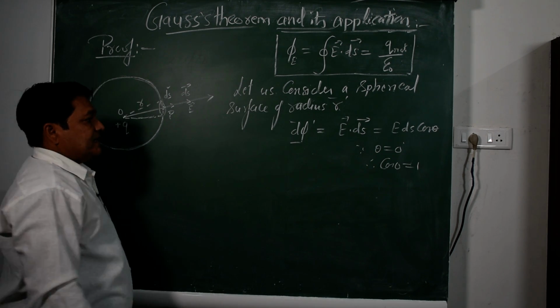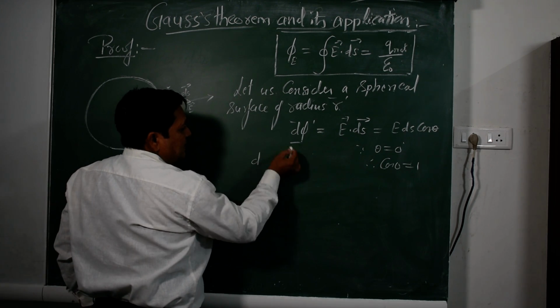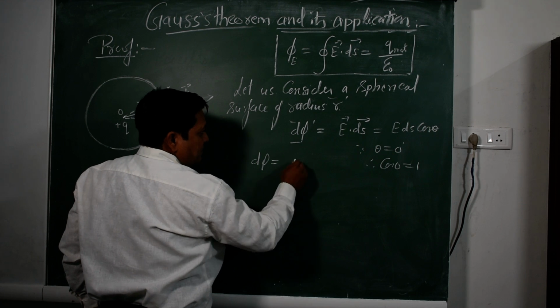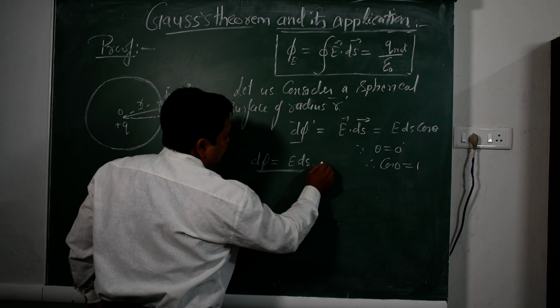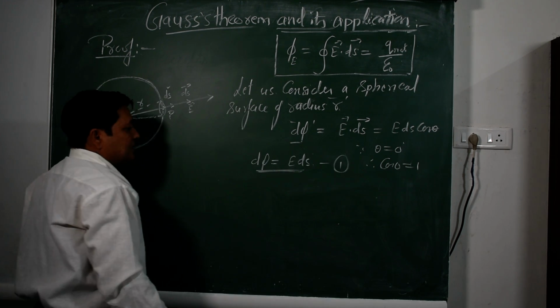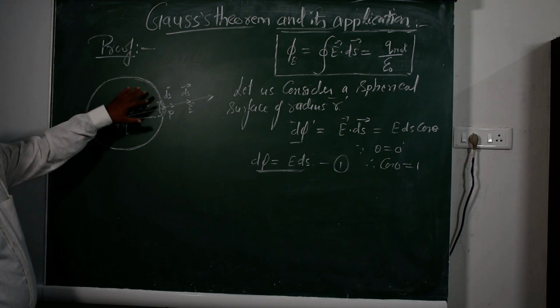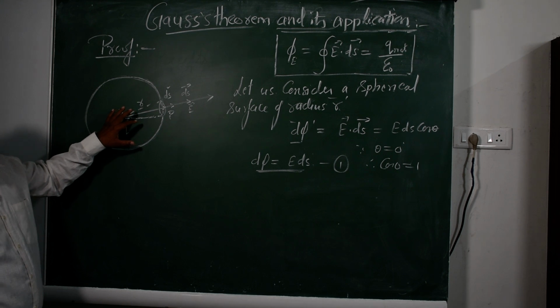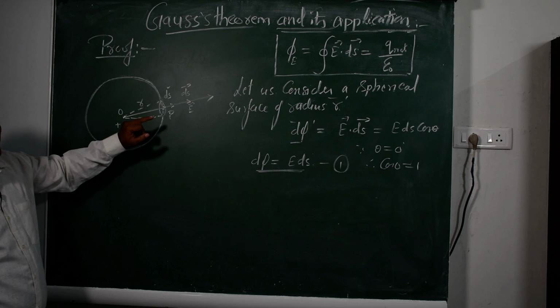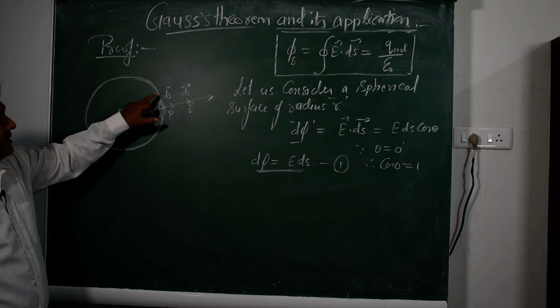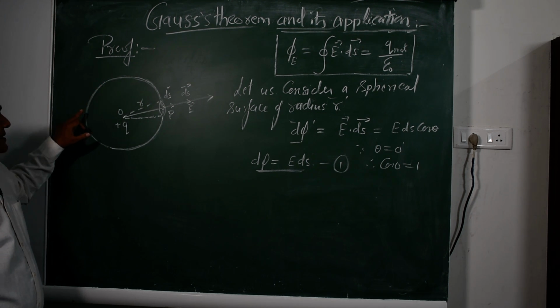What do we see here? The small flux linking with the surface will be E ds only. Let us call this equation number 1. Now we have to calculate the total flux linked with the entire spherical surface. At point P, ds is there. Similarly, at other points there are ds elements all over the surface.